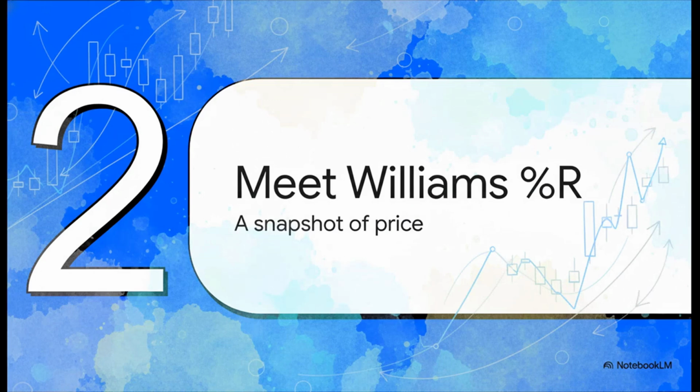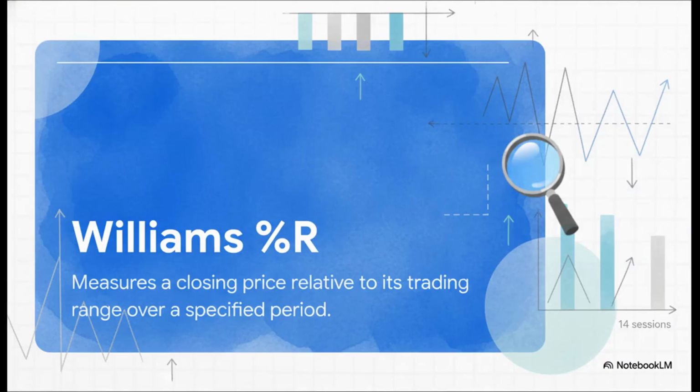All right, let's start with Williams R, our market snapshot. Let's pop the hood and see exactly how this thing works. Okay, so here's the textbook definition. It's measuring where the last closing price is in relation to the entire trading range, from the absolute highest high to the absolute lowest low, over a certain number of days, usually 14.